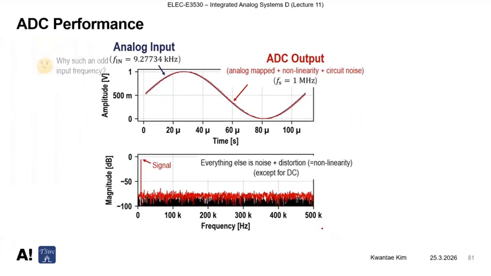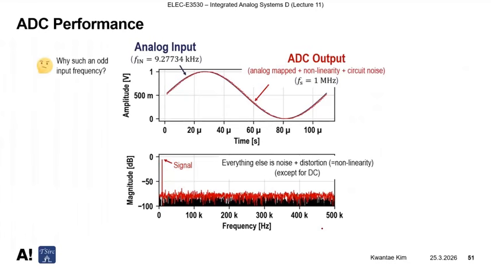So you can derive this kind of plot. Before we end the actual part of our lecture, one final note I want to introduce is this. Why don't we just apply 9 kilohertz? Why not 10 kilohertz? Why are there such weird fractional digits, like 9.27734 kilohertz? Let me explain why we have to use this kind of odd frequency when analyzing an ADC.